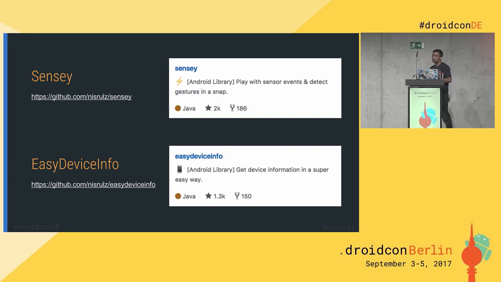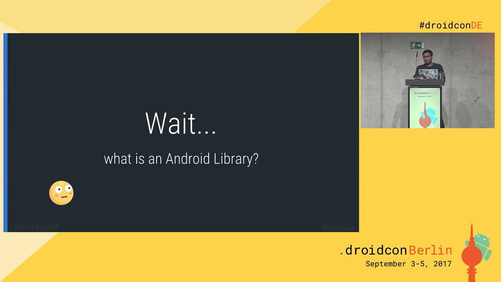And then Easy Device Info was born because I've done a lot of analytics SDKs, and that requires me to get a lot of information regarding device information. So that's all good, right? But wait, what am I talking about? What is an Android library?